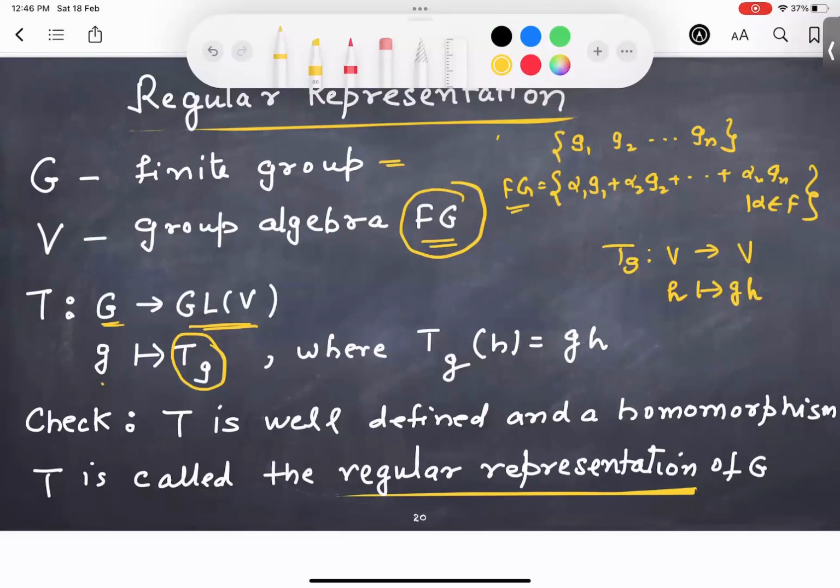So what is the degree of the regular representation? It is as much as the order of the group, because the dimension of the vector space V over the field F is the order of the group. So the degree of this representation is the order of the group.